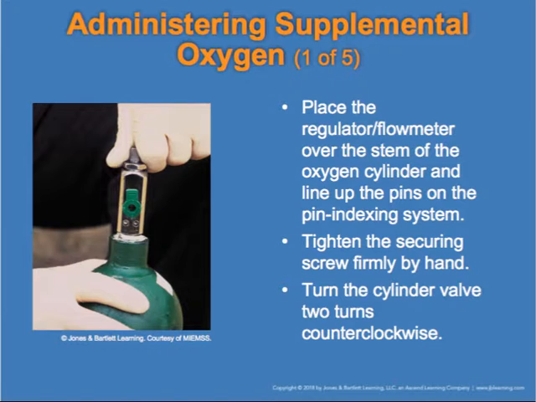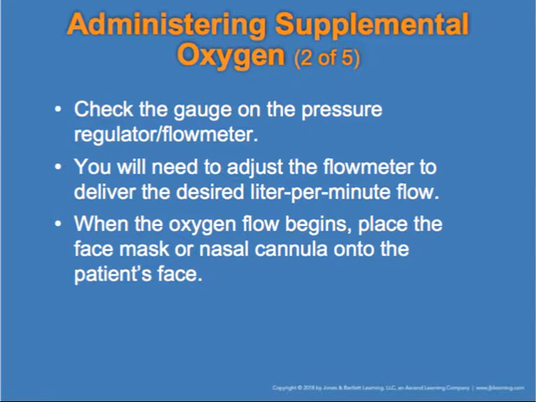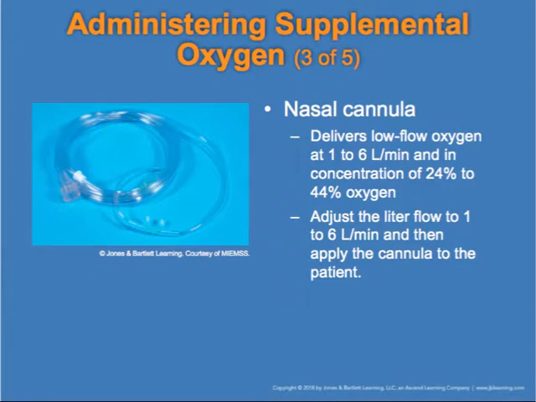So you'll have your skill sheets and you'll be able to actually go through this during your lab, but it's important to know how setting up an oxygen bottle works. Check the gauge on the pressure of the regulator and flow meter. You'll need to adjust the flow meter to deliver the desired liters per minute. And when that oxygen flow begins, place the mask or the nasal cannula on the patient's face itself.